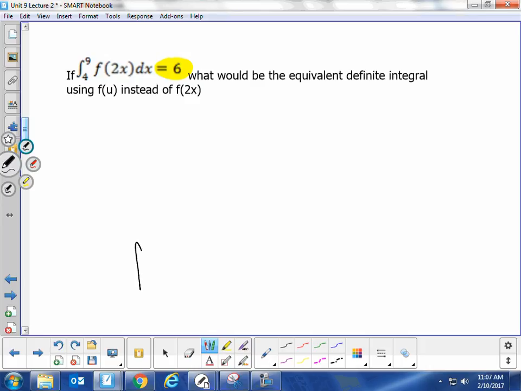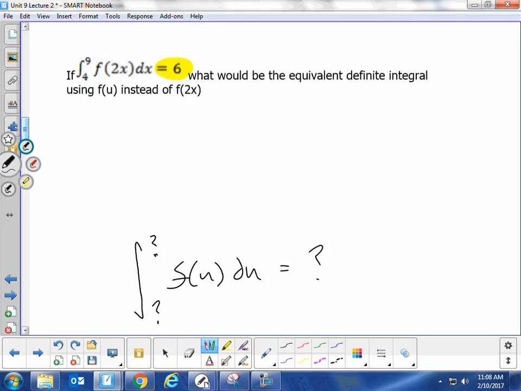So your goal for this question is not to figure out what this is. It's impossible. But to fill in what goes there, in an integral of f of u du, which is equal to some other missing number. Now, I just want f of u du, nothing else in that integral.